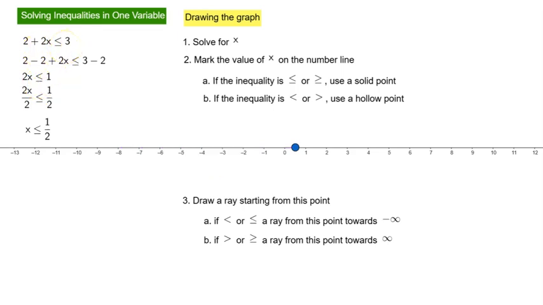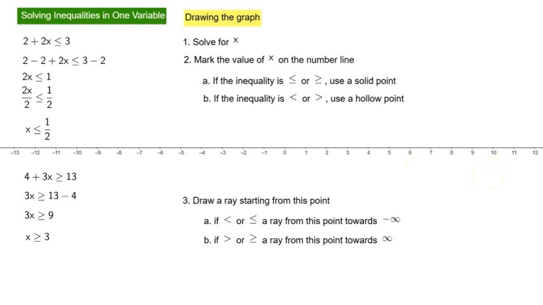Okay, now let's look at another example. 4 plus 3x is greater than or equal to 13. 3x is greater than or equal to 13 minus 4. 3x is greater than or equal to 9. x is greater than or equal to 3. So now how do we graph it? Again, because it is greater than or equal to, we put a solid point at 3. And since it is greater than or equal to, the ray goes to the right.